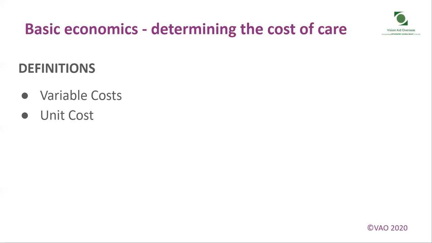Variable costs are costs that vary directly with the level of activity. For example, cost of frames, lenses, medicines, transport to outreach and back, etc. Unit cost is derived by dividing fixed costs, apportioned to that activity, by the number of units plus the cost of consumables per unit.